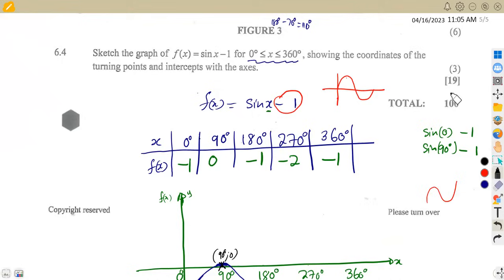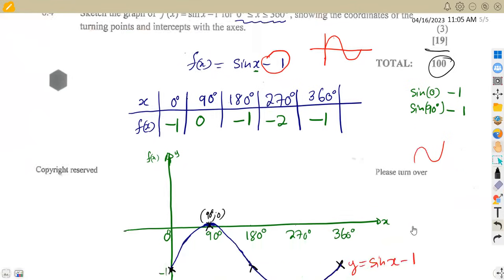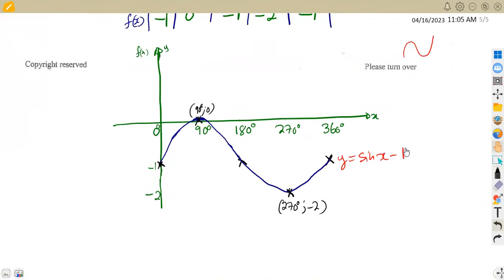The last part of our question 6.4, having a total of 100 for the whole paper. Let's continue to have revisions, especially for those who will be having their exams in August. Let us continue to have more revisions as we prepare for those exams which are ahead of time.